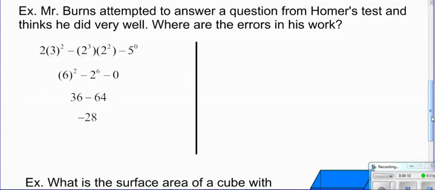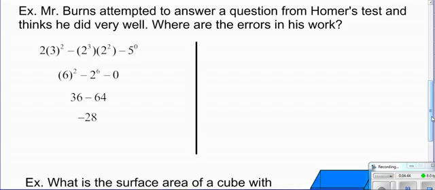Okay, Mr. Burns, yeah, good old Mr. Burns, attempted to answer a question from Homer's test and thinks he did very well. However, he has made several errors. So on a question like this, when it says, here is somebody's work, I want you to fix it, I think the best idea for you is to rewrite the question and try solving it on your own, and then go back and compare. Quite often, if you just look at their work and then solve it, you will actually make the same mistakes that they have done.